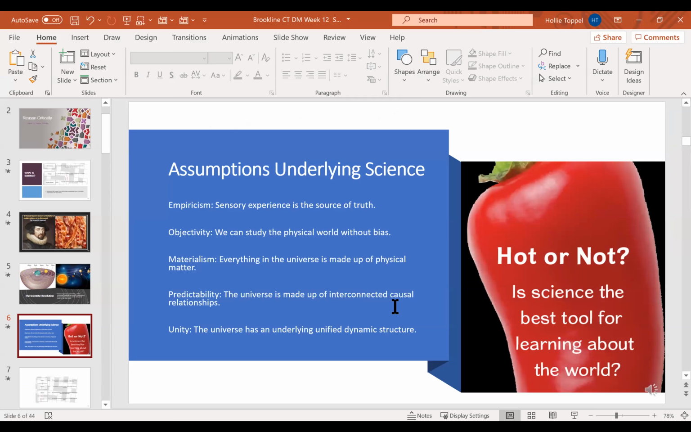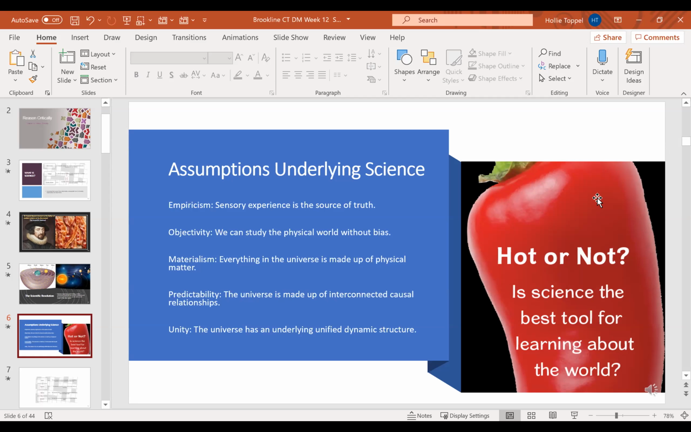And substance underlying science. When you see this little symbol, it's a hot pepper. It asks, is science the best tool to learn about the world? You will see that in MindTap questions. You have to fill in the answer on the second one. You have 3 MindTaps to take. You don't need to take them anymore, but anyway.